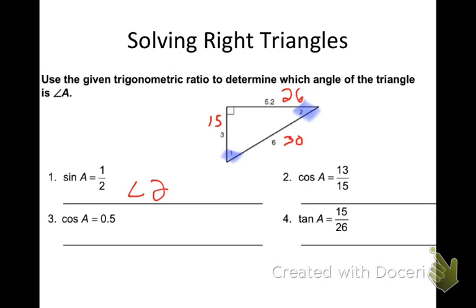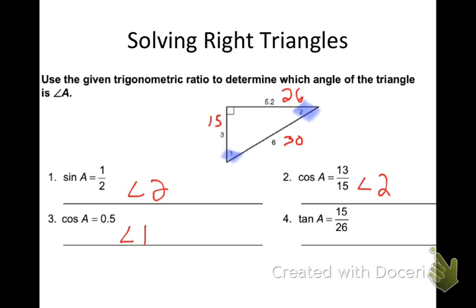Troy? Angle 2. Nice job. Angle 2 would be adjacent over hypotenuse. Give me the ratio of 13 over 15. Number 3. The cosine is 0.5. Well, which angle would give me a cosine of 0.5? Angle 1. Nice job. Because that would be the cosine and give me the fraction of 1/2.